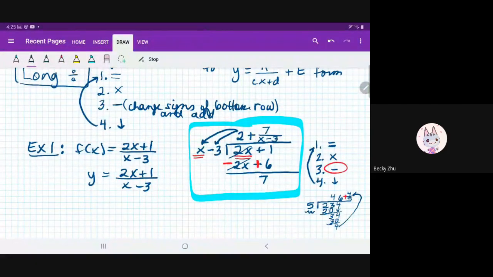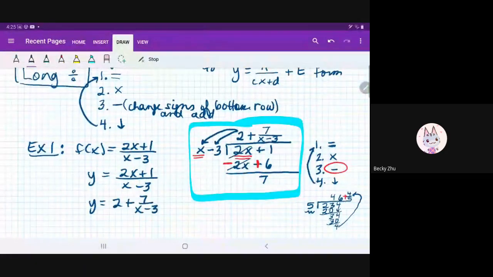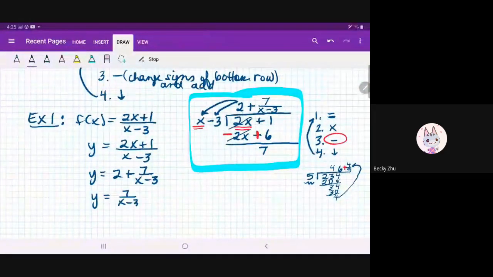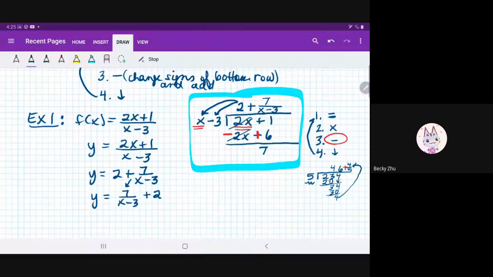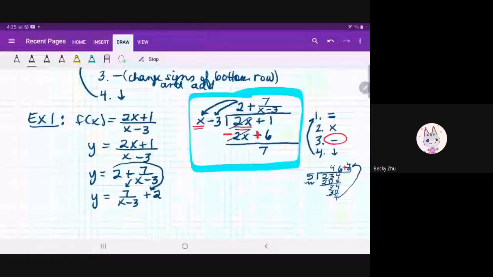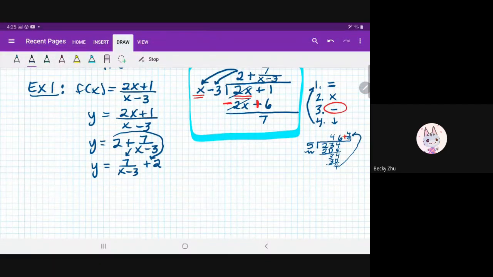Okay, and then that looks funny, so I'm going to write it that way just because that's the answer I got. But that 2 looks funny to me. The way that it looked yesterday is it was 7 over x minus 3, and then a plus 2 at the end. So we're going to switch those around. The 7 over x minus 3 goes in the front, and then this 2 goes in the back. I'm just switching the order so that it looks like what we were doing yesterday, or on Tuesday. Okay, so then we need a basic graph.